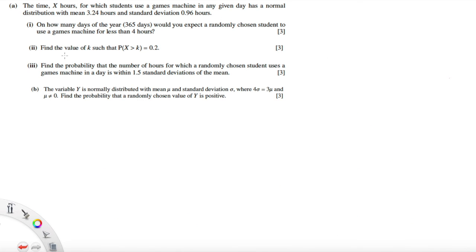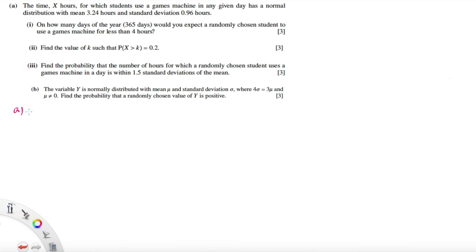Question number 7, part A. The time x hours for which students use a games machine in any given day has a normal distribution with mean 3.24 hours and a standard deviation 0.96 hours. On how many days of the year, 365 days, would you expect a randomly chosen student to use a games machine for less than 4 hours?